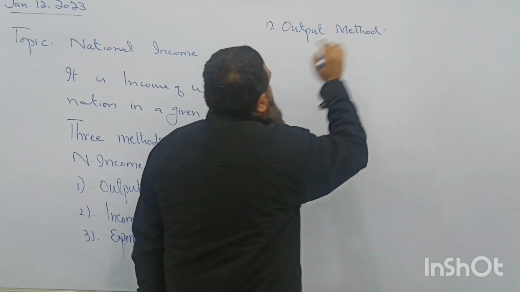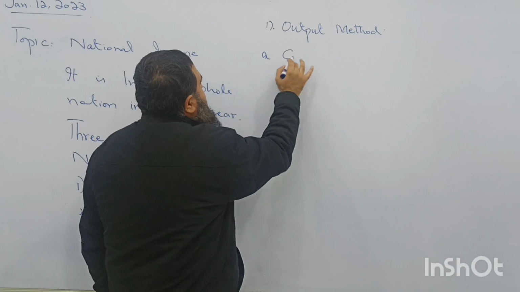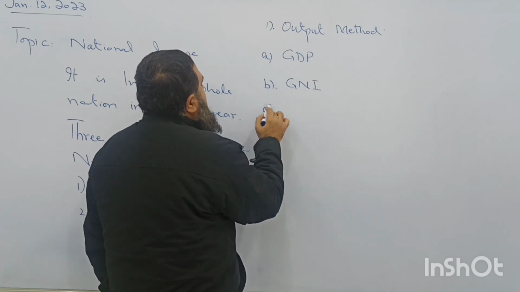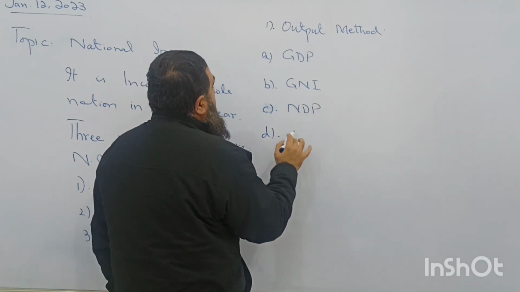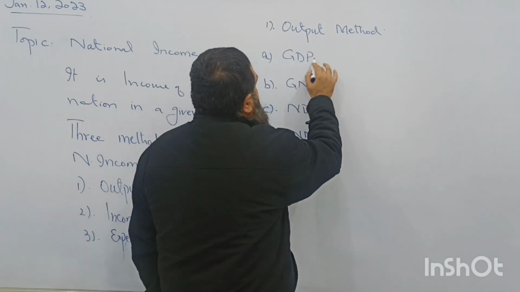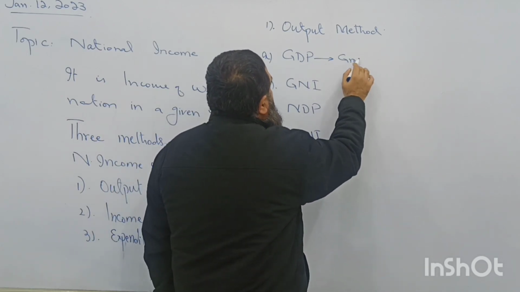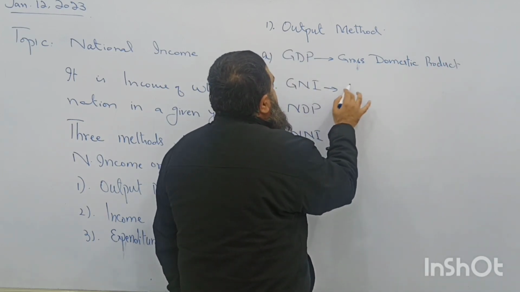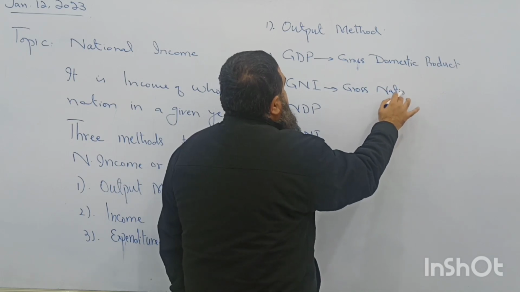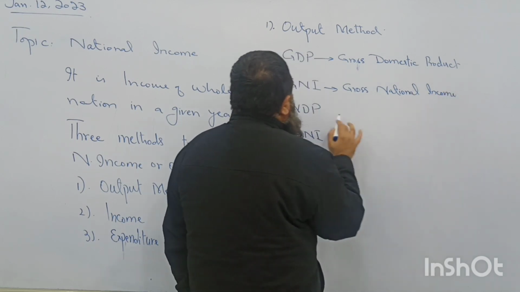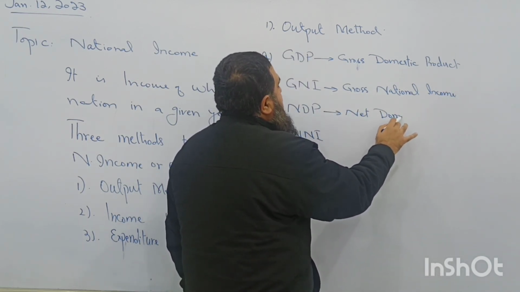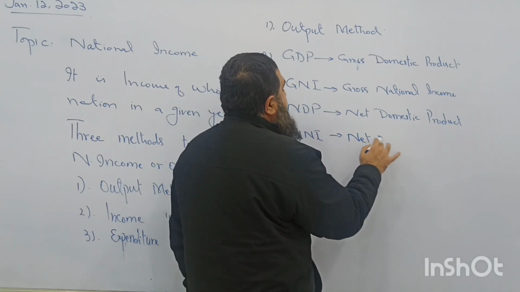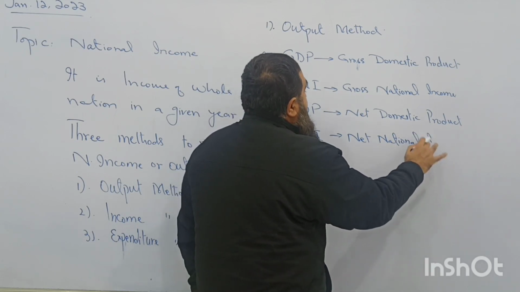So in the output method we use different statistics. For example, we use GDP and then GNI, and then we measure NDP, and then we will measure NNI. GDP means gross domestic product. GNI means gross national income. And NDP means net domestic product. And what is NNI? This is net national income.